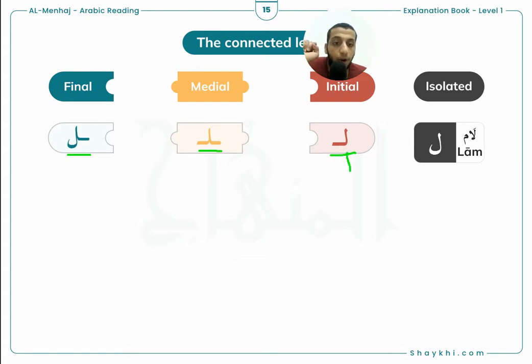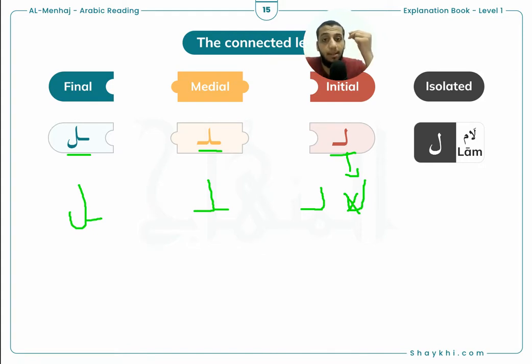So if you see the initial form, you will see the isolated form, but instead of making this semicircle, we will make a line. Pretty cool, okay? And the middle form is the same as the initial form with a line before. The final form is the same as the isolated form with a line before. I think this is one of the easiest letters regarding the shapes.